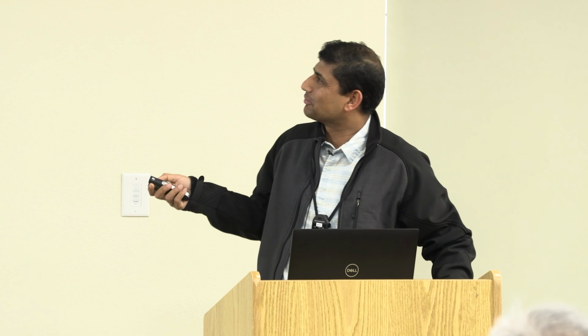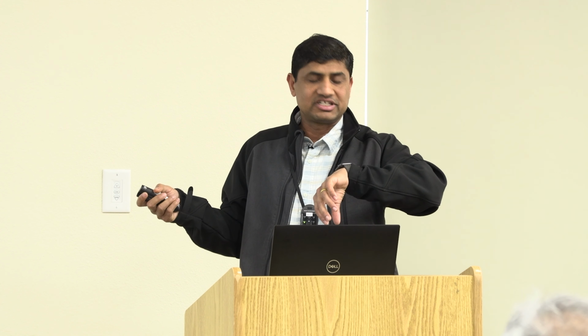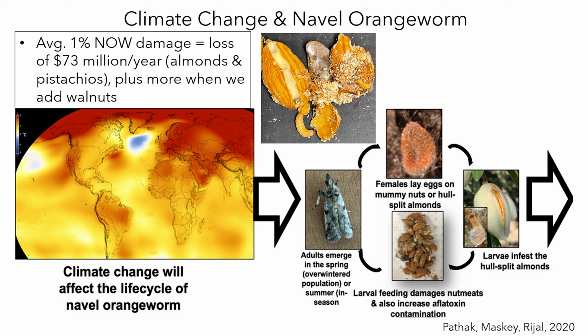So on navel orangeworm, if you work on nut crops, you definitely know about navel orangeworm, right? I was looking at the stats of this insect and how much almond and pistachio we produce together. We produce about 3.65 billion tons of almond plus pistachio every year. On average, navel orangeworm causes about 1% damage. If that translates into dollar value, that would cost about $73 million every year with 1% navel orangeworm damage on these two crops only. That's a pretty significant number if you think about it.